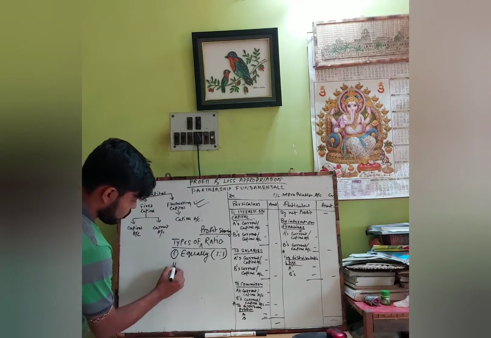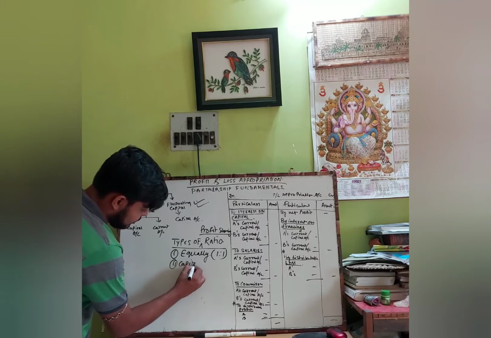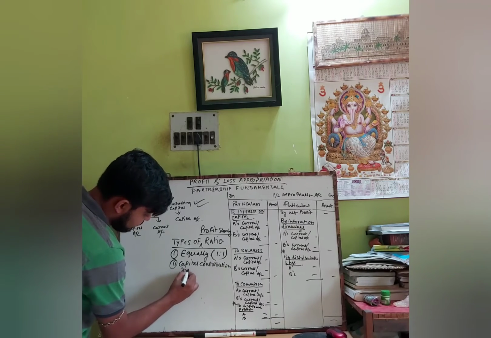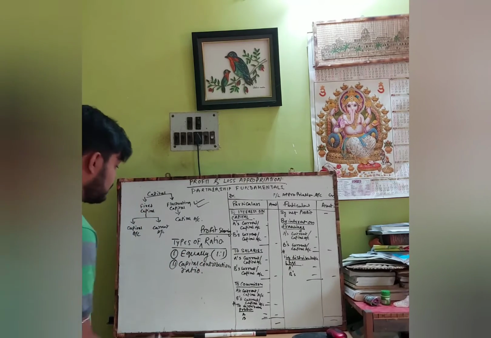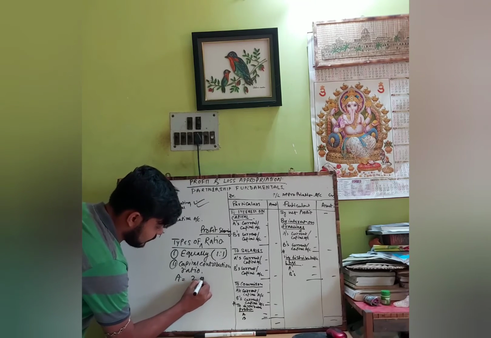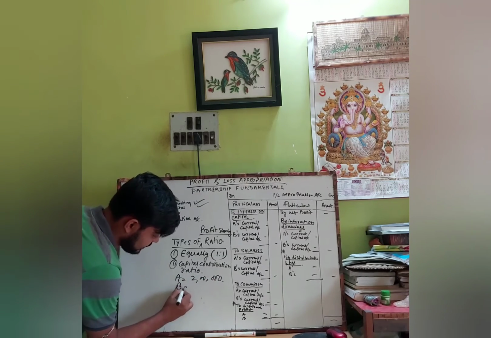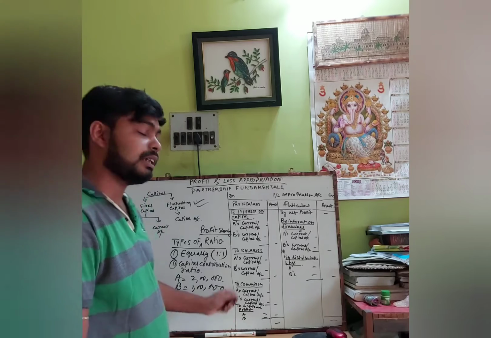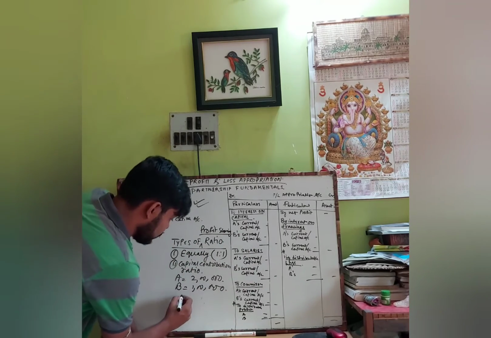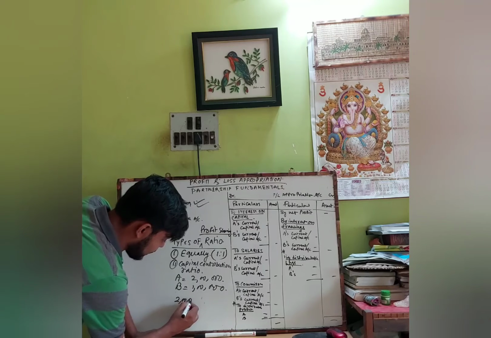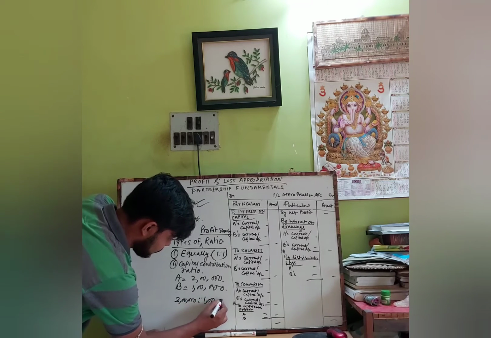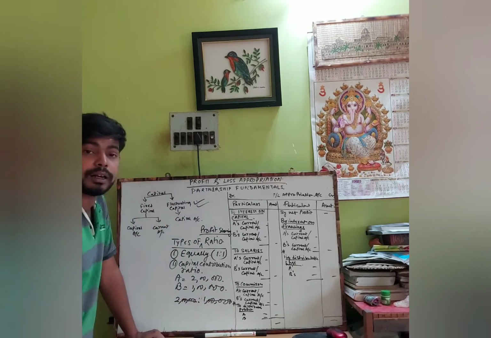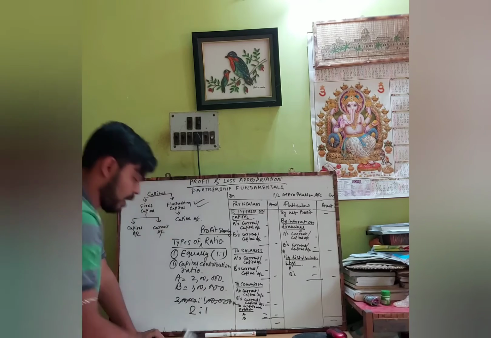Number 2, capital contribution ratio. What is this? Suppose A invested 2 lakh and B invested 1 lakh as capital. So what will be the ratio? You need to write it like this: 2 lakh is to 1 lakh, and you need to take it in the lowest form. This 50 cut, this 50 cut. So the ratio will be 2:1.